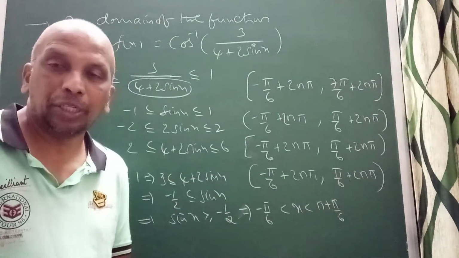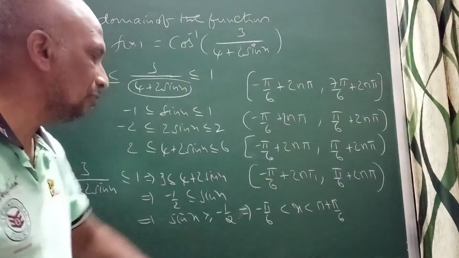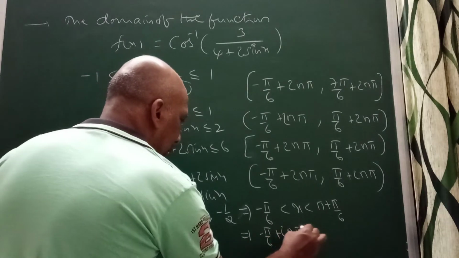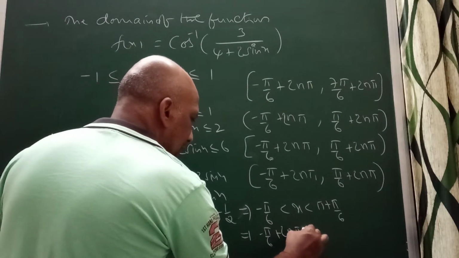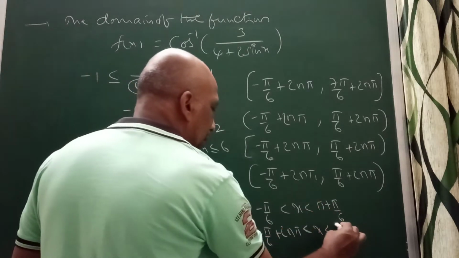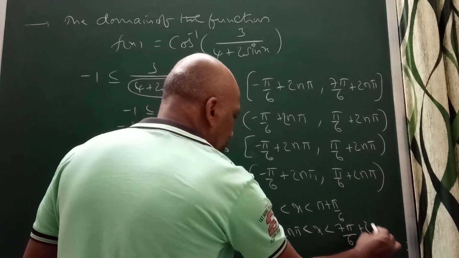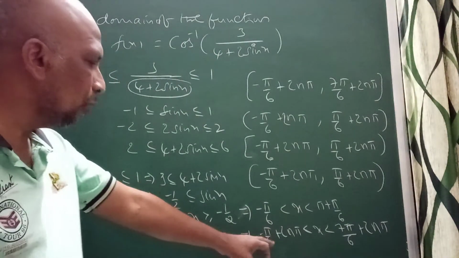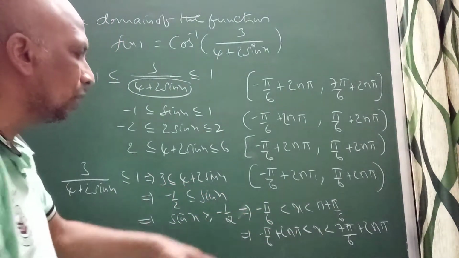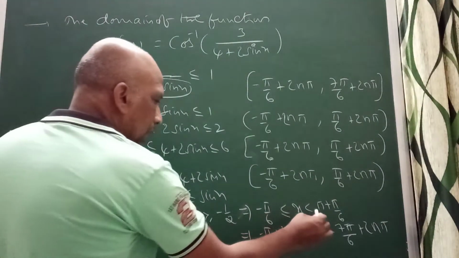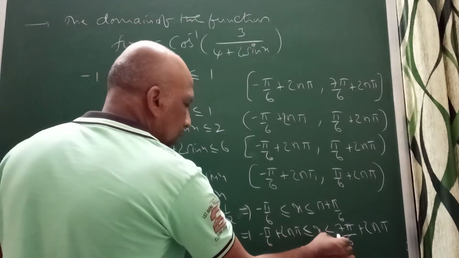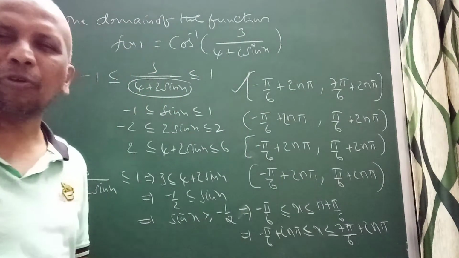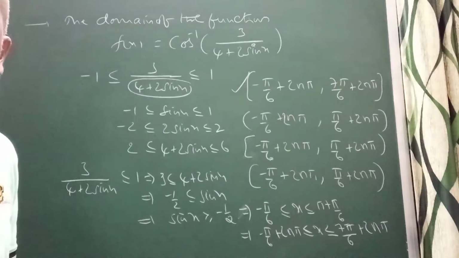If you add the number of rotations, 2n pi, you will get minus pi by 6 plus 2n pi less than x less than 7 pi by 6 plus 2n pi. So you added 2n pi, so your answer will be including the end values, so I can consider less than or equal. Correct. So your answer should be the first option. Now I will do the next problem.